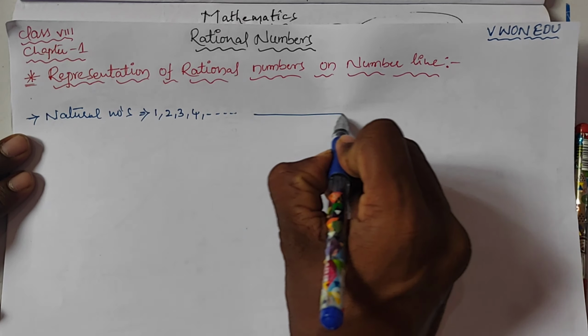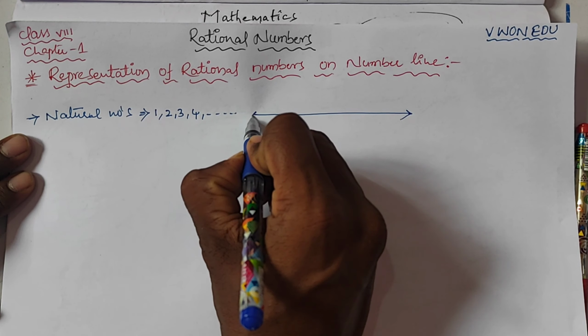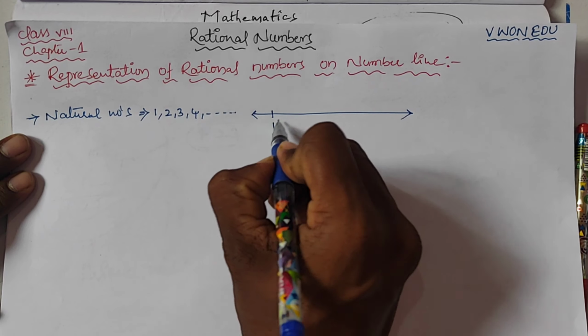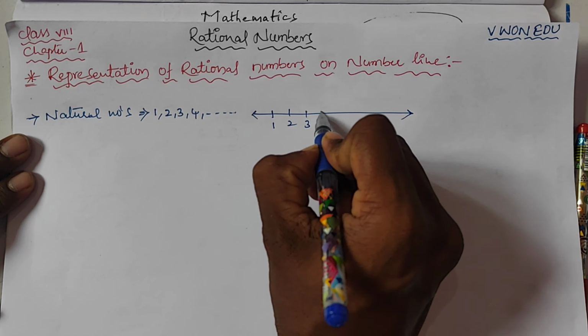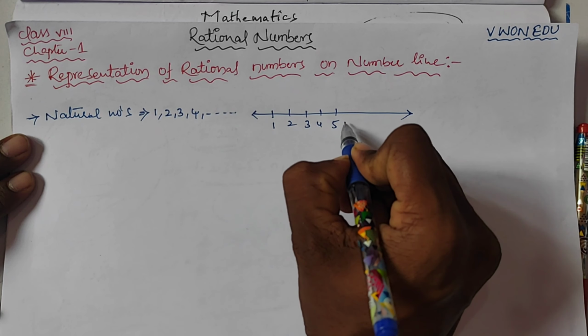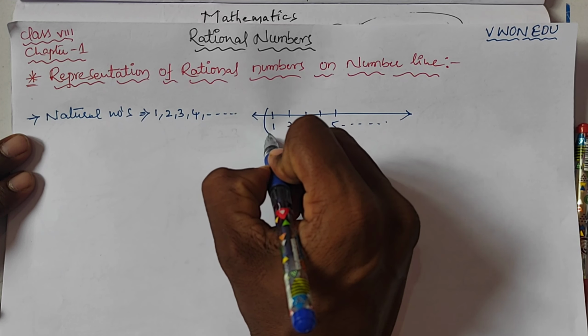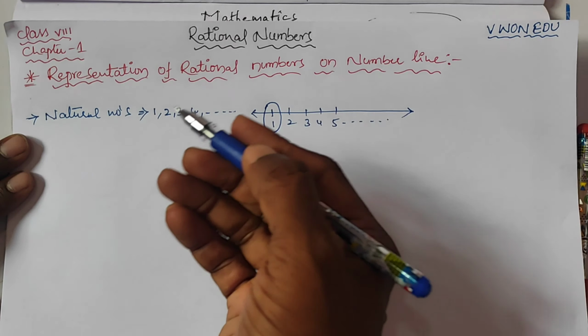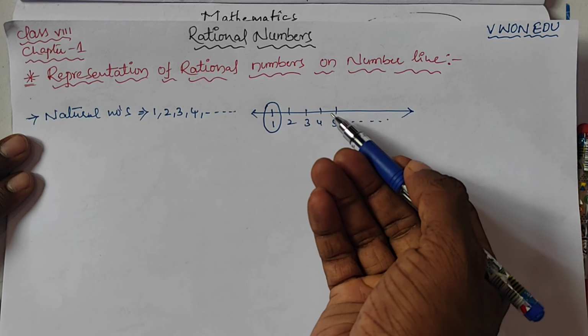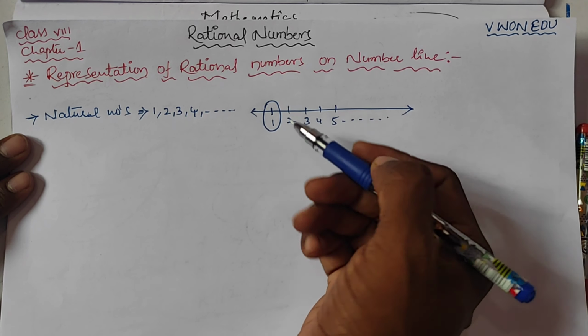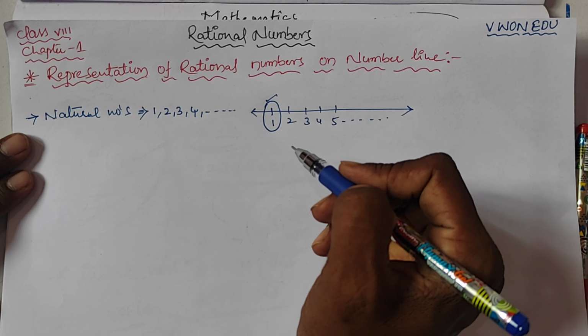Natural numbers, how will you represent them on the number line? Yes, considering a number line starting with 1 and 2, 3, 4, 5 and so on. So the least natural number is 1. Numbers less than 1 we can't represent on the number line for natural numbers, because 1 is the least natural number.